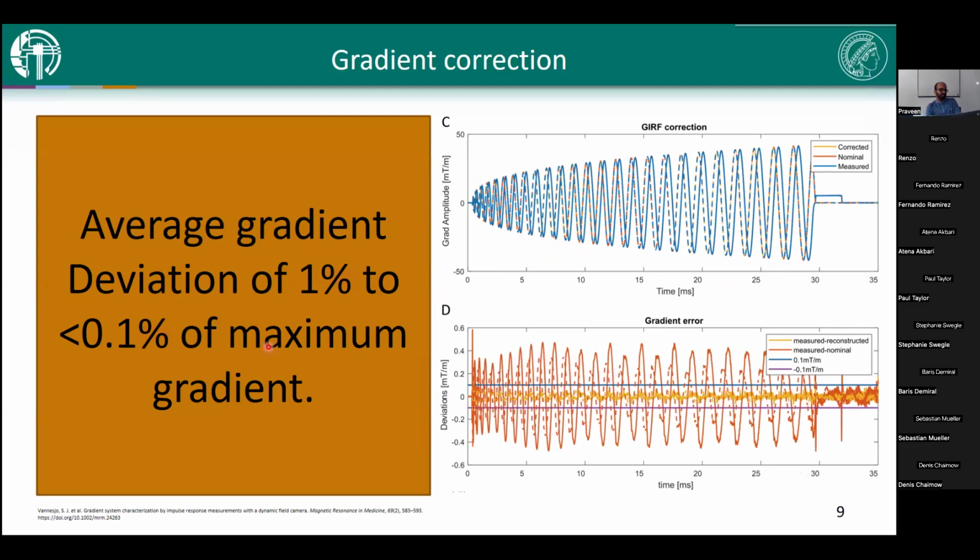And after GIRF correction, you have less than 1% of the maximum gradient. So this is how it is. If I may ask, this is a body gradient, right? Yeah, this is SE72, body gradient. Gotcha, thanks.